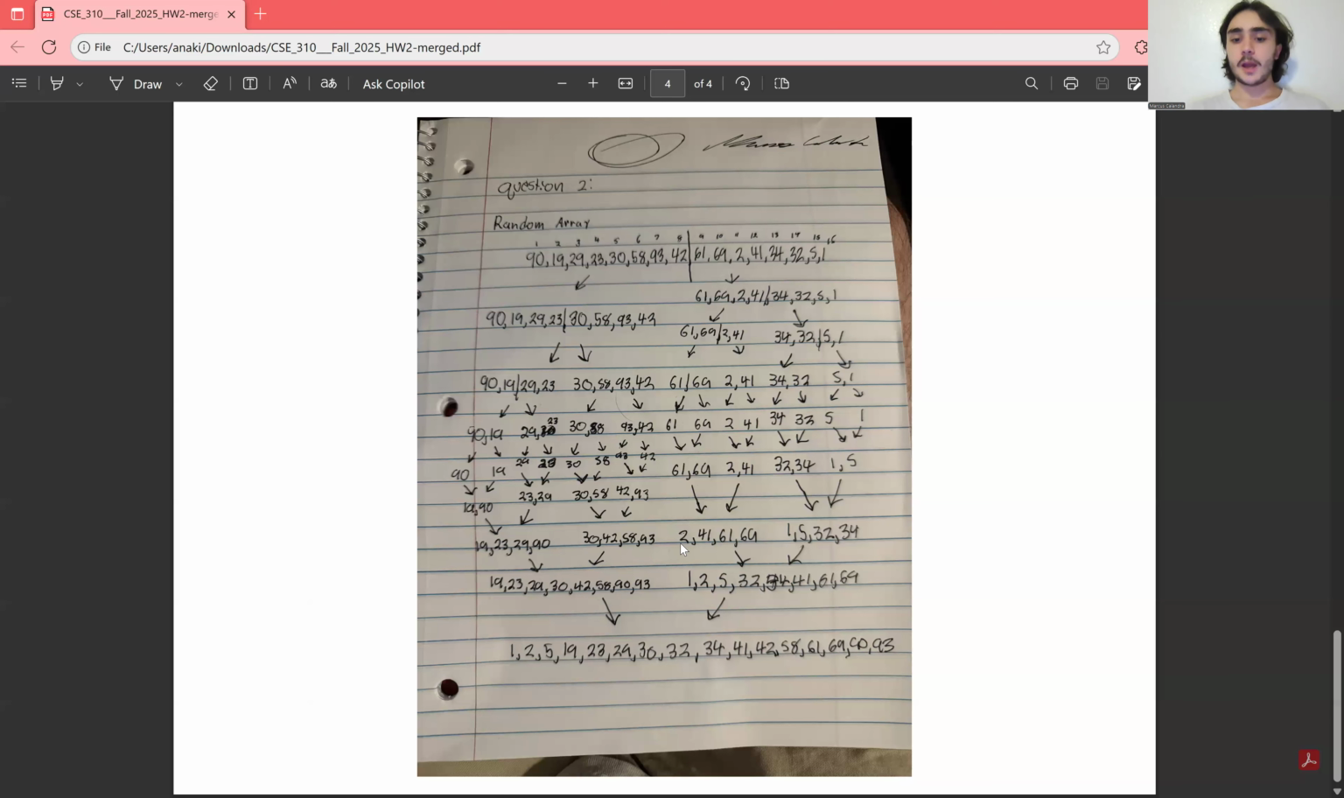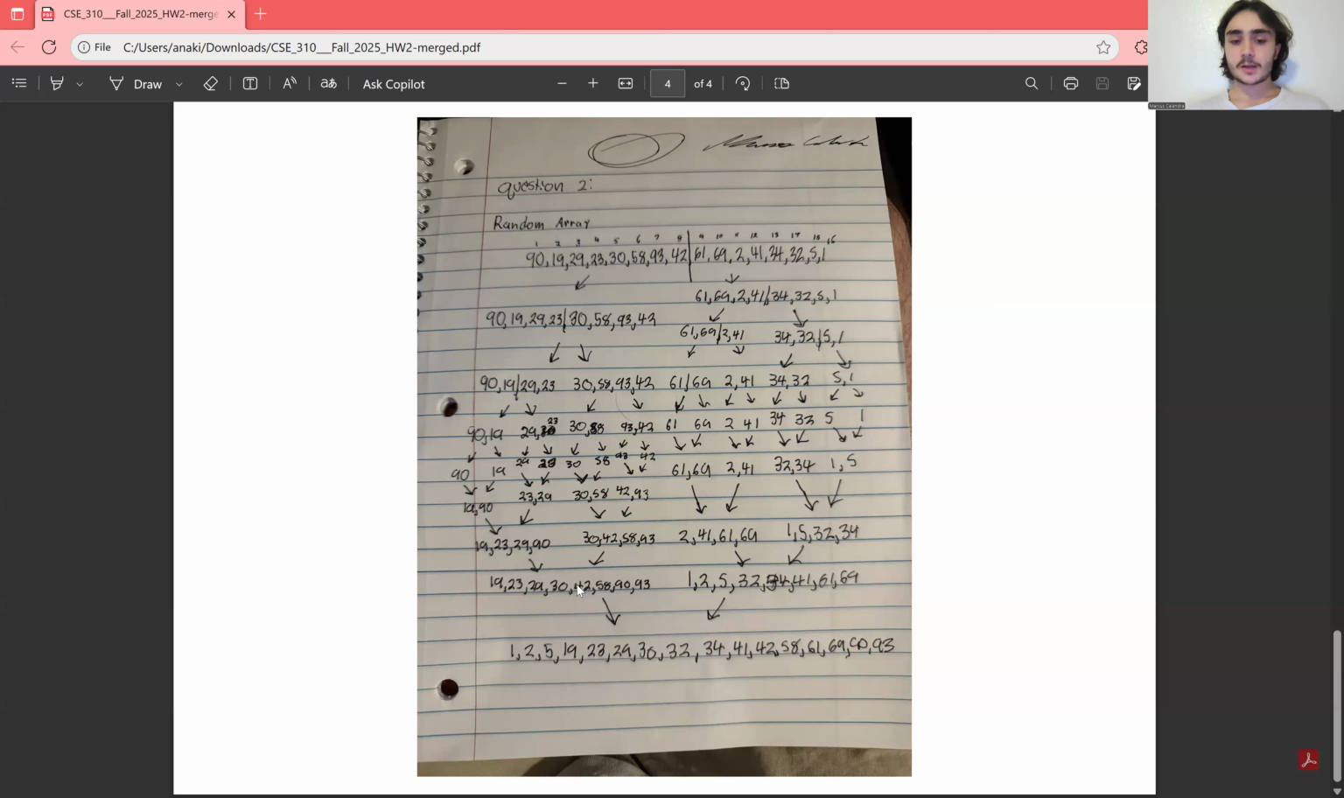So each time you compare, the smaller one gets put into the larger array, and then the index of whichever one you chose moves up one. So for instance, with the left array of size four, we would compare one and two, one is smaller. So then we would compare five and two.